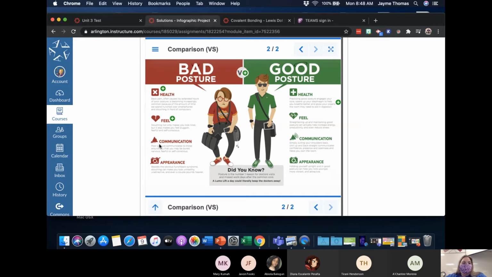Communication, you're not really communicating. It's got the little megaphone, but nothing's coming out. Over here, it is communicating. I can see the little lines coming out. Appearance, it's got the camera with the line through it versus this one's not.